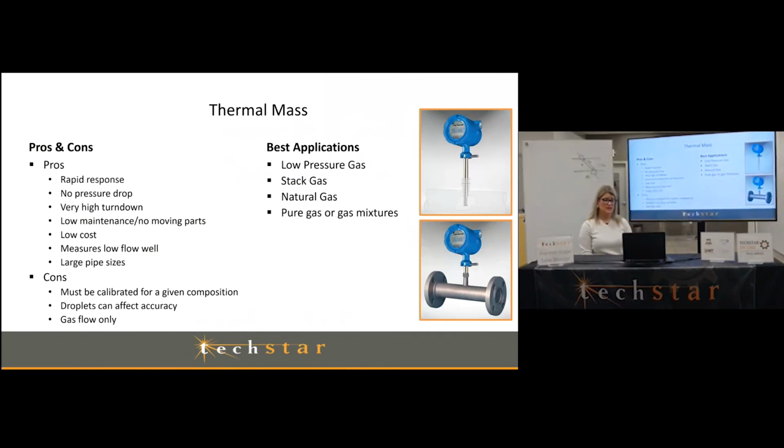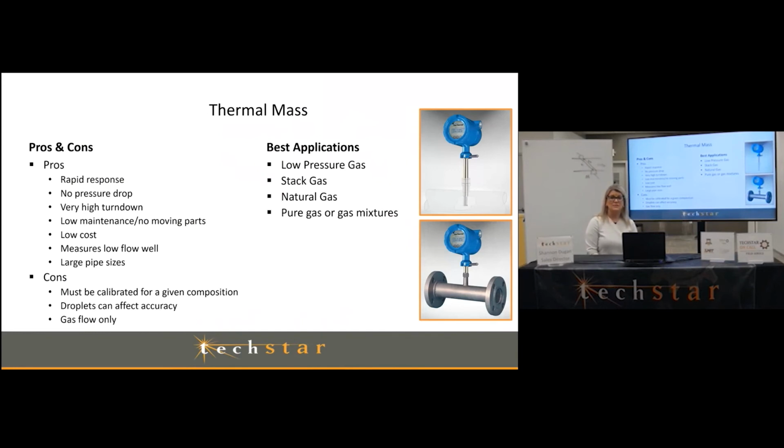Pros and cons. As you can see, there's a couple of them pictured on this screen. The top one is an insertion meter, and you can kind of see what it would look like going down through a weldolet or something like that in order to insert it into the line. It's usually inserted roughly halfway or in the top third of the line in order to get a good measurement.